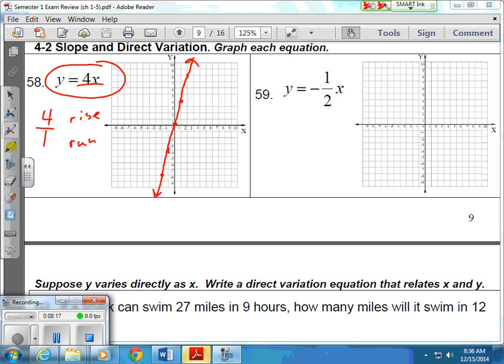Same thing with 59. There is no b. Our b is 0. So our slope is negative 1/2, and b is 0. So we're going to go through the origin again. This time it's going to be a negative rise of 1, run of 2, down 1, over 2 this way. It's going to do something like this. You go up 1 over 2, but this line has to have a negative decreasing slope because our slope is negative 2.